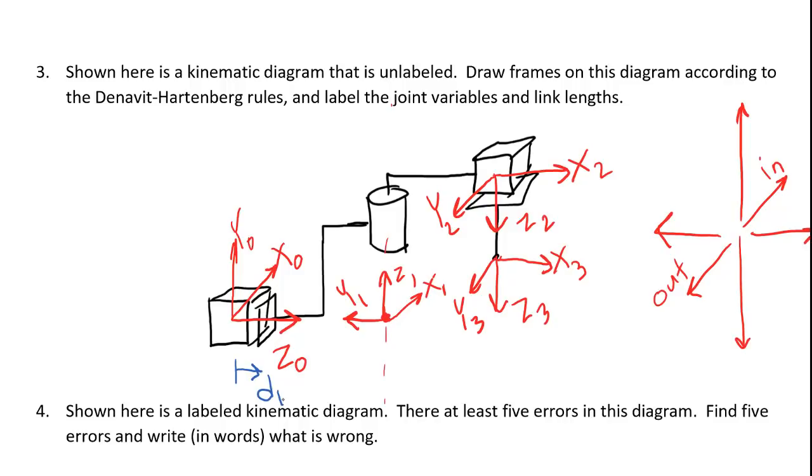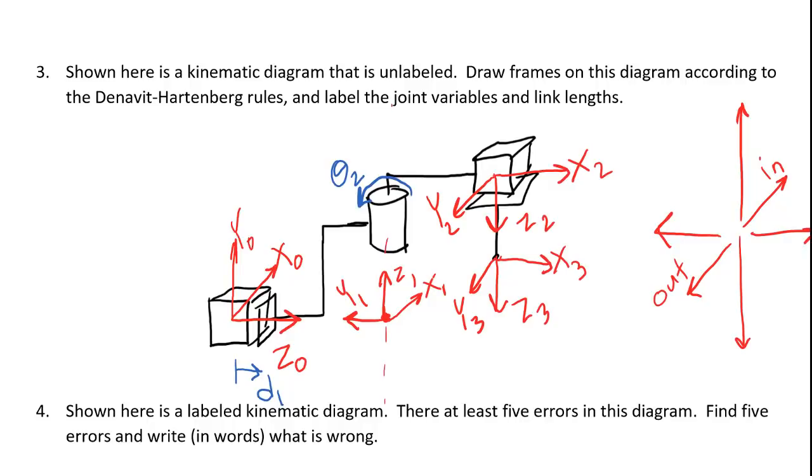Then, for the rotational joint, the positive direction is determined by the right hand rule. I put the thumb of my right hand in the direction of Z1, and the direction that my fingers curl around shows the positive direction of rotation. I'm going to call this joint variable theta 2, even though it's just my first theta variable.